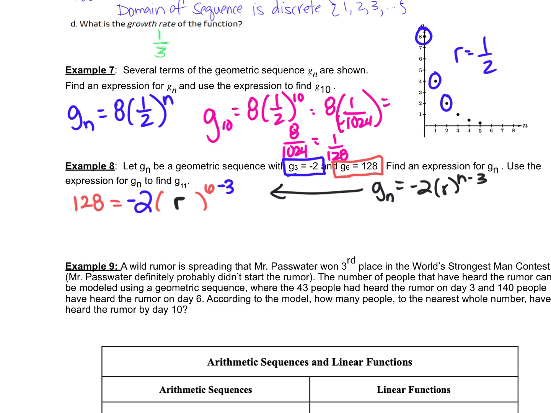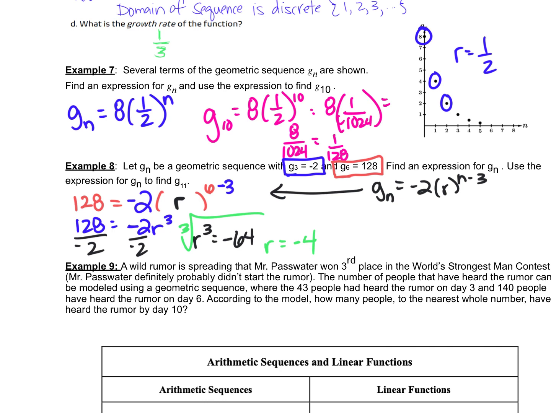All right, let's simplify a little bit. We're going to have to solve an equation here. So I've got 128 equals negative 2r to the third. How would I solve that equation? What would I need to do? Divide by negative 2. So r cubed is going to equal negative 64. Then what? Take a cube root. And so r is going to equal negative 4. So we had to solve for r because they didn't tell me.